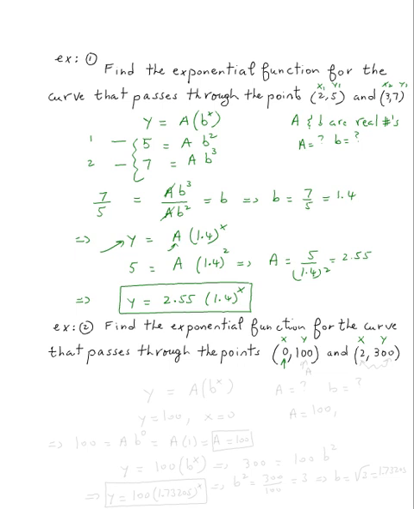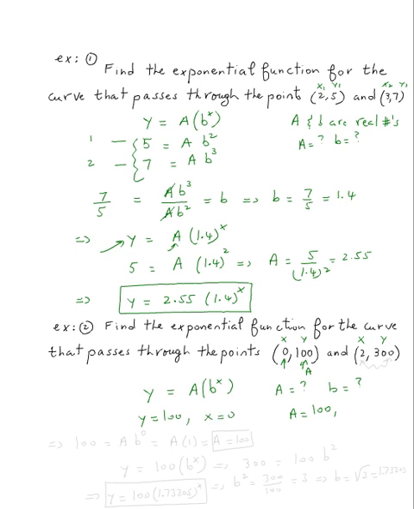Why? Let's see why. First, we start the same way. We know that the equation has this form, y equals a b to the x, and all we need to do, again, is find a and b. But this time we know a has to be 100. Why? Because that's the y-intercept. When x is 0, y is 100. This is always going to be a. If you want to see y, it's easy. Just plug in x equals 0. y is equal to 100 when x is equal to 0.